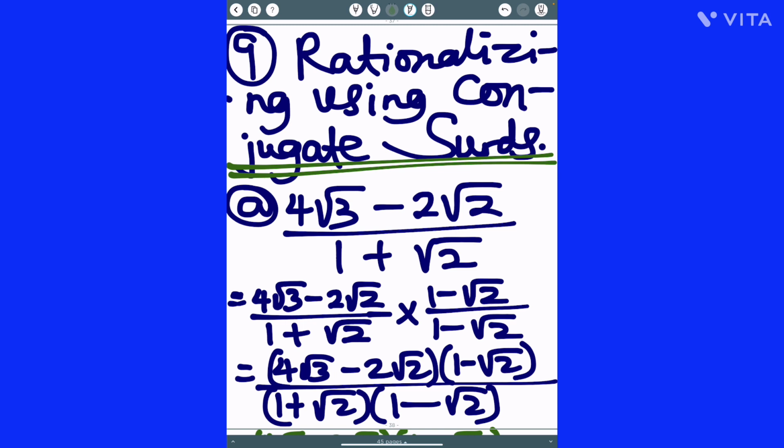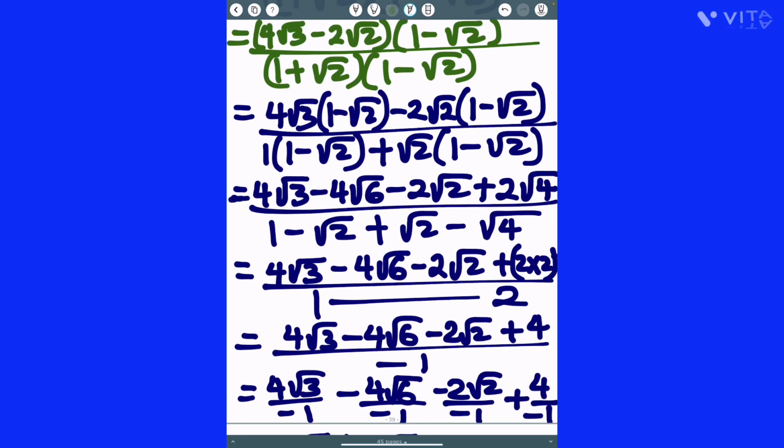So we multiply both numerator and denominator by 1 minus root 2, which is the conjugate of 1 plus root 2. So 4 root 3 minus 2 root 2 will be multiplied by 1 minus root 2. Also, 1 plus root 2 will be multiplied by 1 minus root 2. So in each case, I've written the previous step again so you can see it on the new page here.